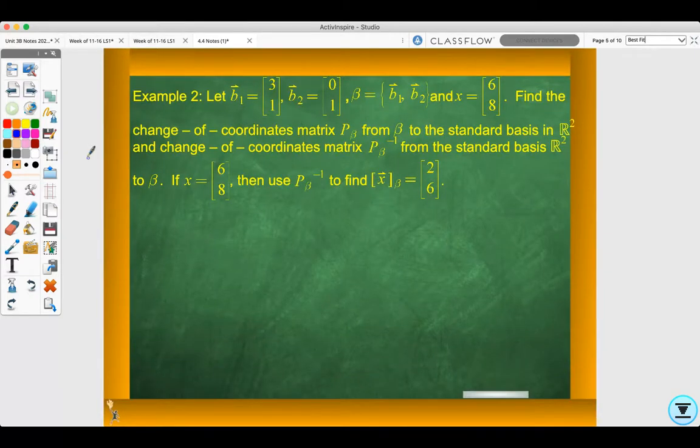Let's look at example 2. Let B1 be 3, 1, vector B2 be 0, 1, and B be B1 and B2, and x be 6, 8. Find the change of coordinates matrix P of B from B to the standard basis in R2, and the change of coordinates matrix P inverse of B from the standard basis R2 to B. If x equals 6, 8, then use P inverse of B to find the B coordinate vector of x, 2, 6.